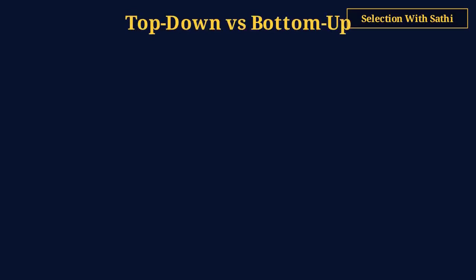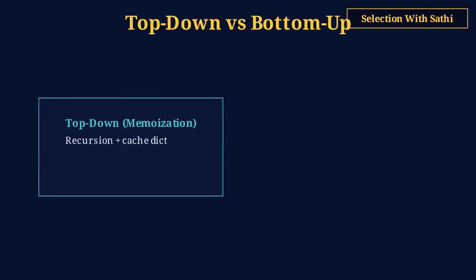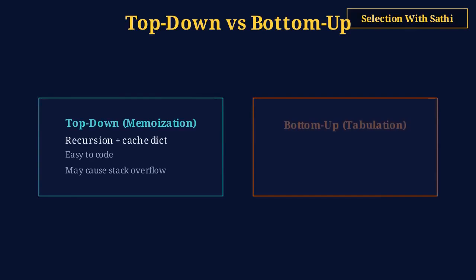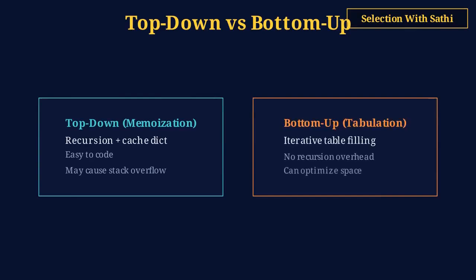There are two approaches to implement DP, top-down and bottom-up. Top-down, also called memoization, starts with the original problem and recursively breaks it down. A cache stores results of solved subproblems. It is easy to implement, just add a dictionary to your recursive function.